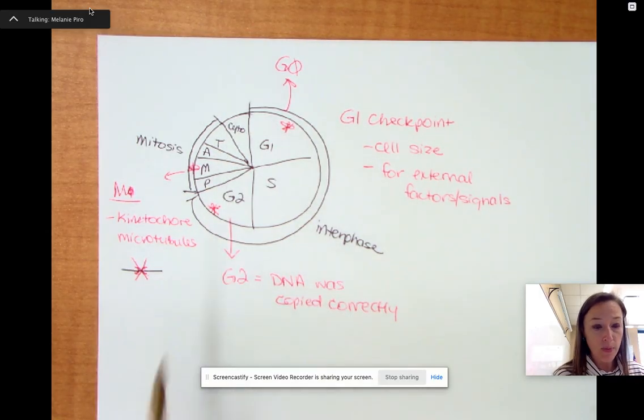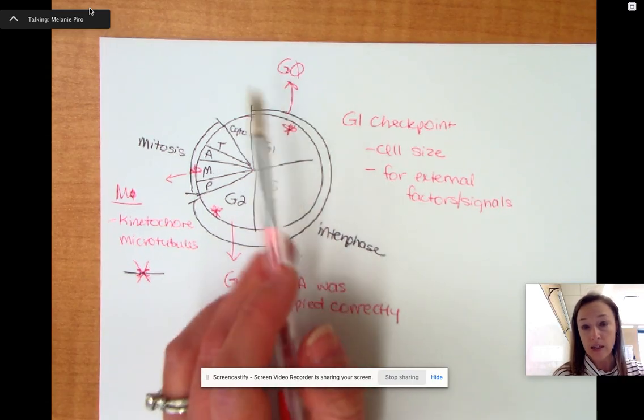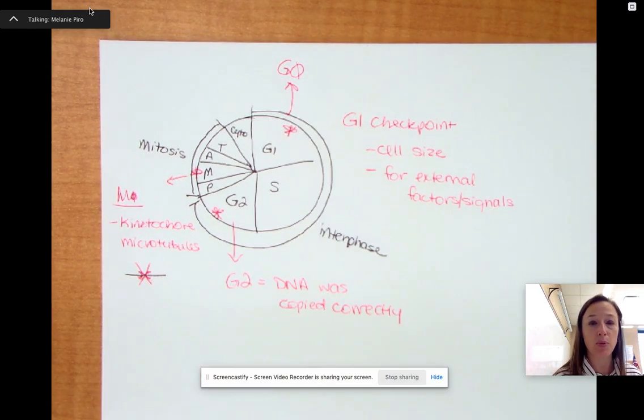So those are the three checkpoints. So I can describe the checkpoints. I can describe the G0 phase. It's a non-dividing phase. Some cells go there forever. Some cells go there when they can hop back in as needed. And I can explain what a checkpoint is and why it's important. So I hope that helps. If you have any questions about checkpoints and how they help regulate, let me know.